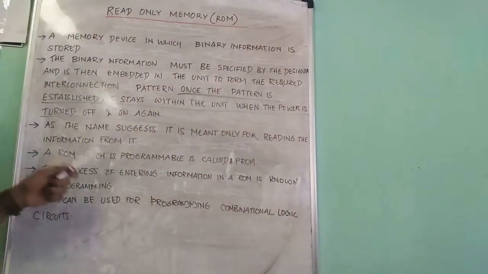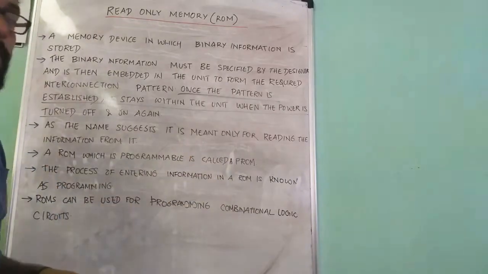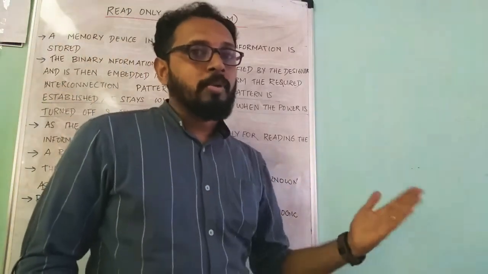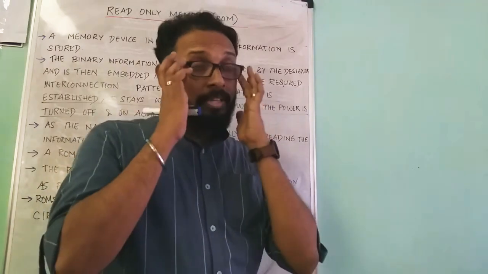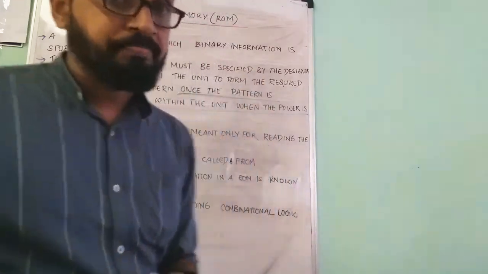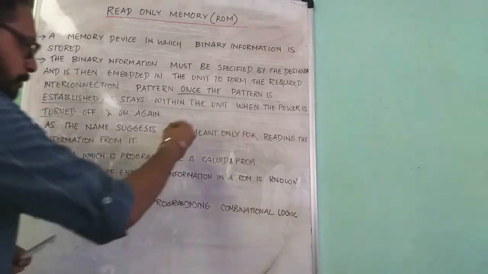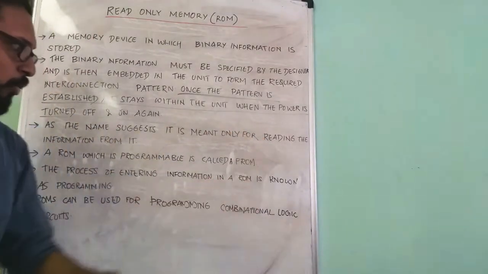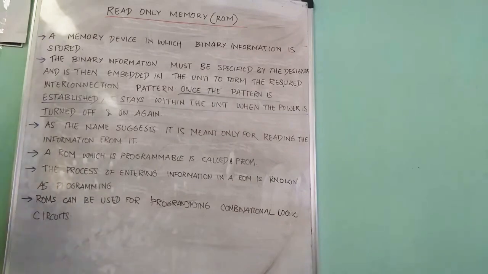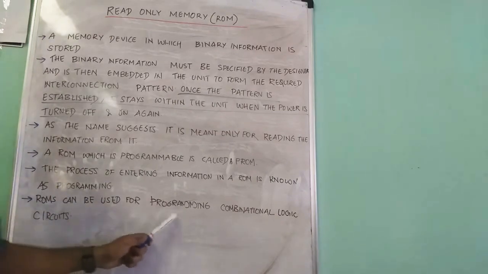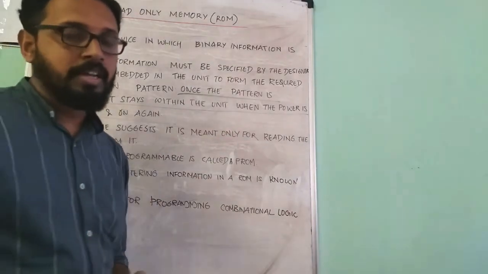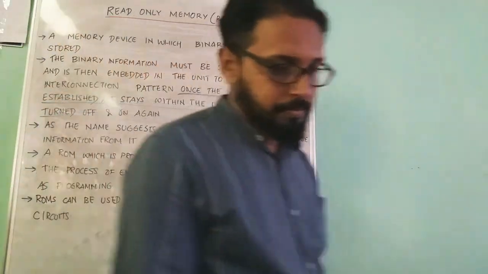A ROM which is programmable is called PROM. We will discuss PROM in the coming session. PROM is programmable read-only memory. The process of entering information in a ROM is known as programming. And ROMs can be used for programming combinational logic circuits. Please go through this.